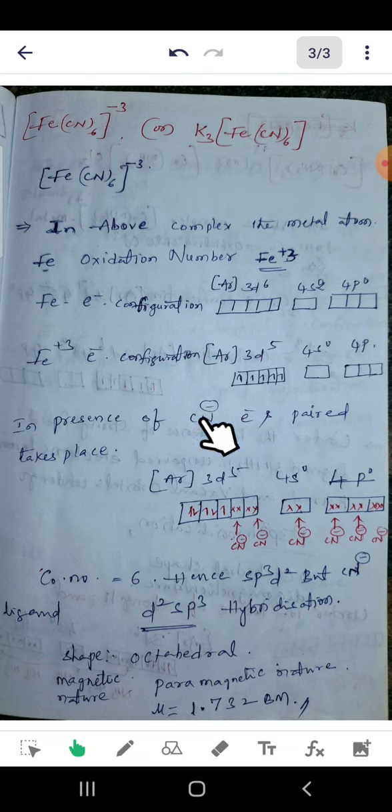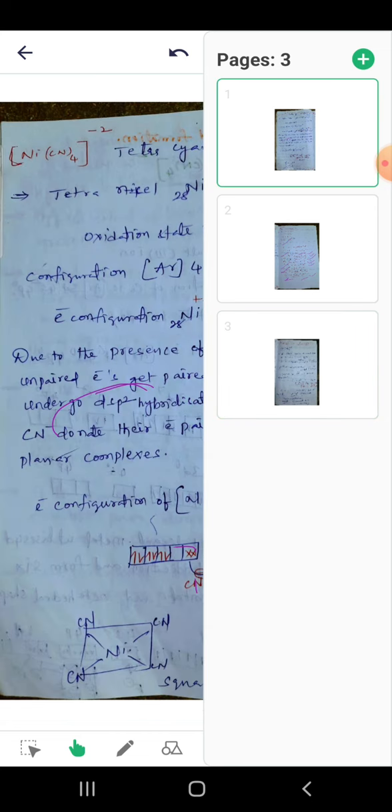This is the complex hybridization. The shape is octahedral, and we have to remember that. This is the complex hybridization, geometry, and paramagnetic nature.